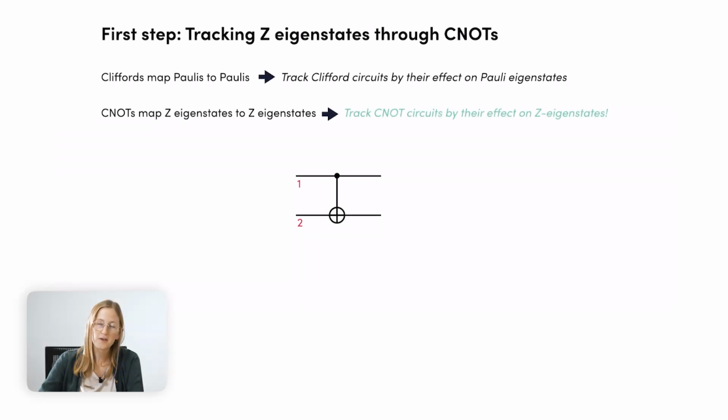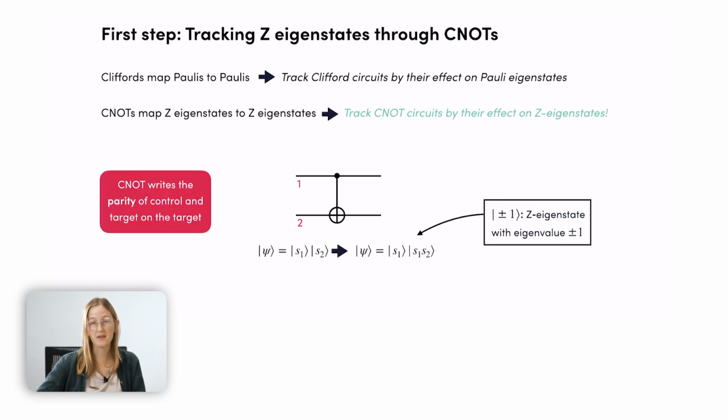We know that Cliffords map Pauli operators to Pauli operators, therefore also Pauli eigenstates to Pauli eigenstates. In particular, if we look at the CNOT, it actually maps Z eigenstates to Z eigenstates. So why not track a circuit of CNOT gates by its effect on these Z eigenstates? So let's look at the easiest circuit with just a single CNOT gate in it.